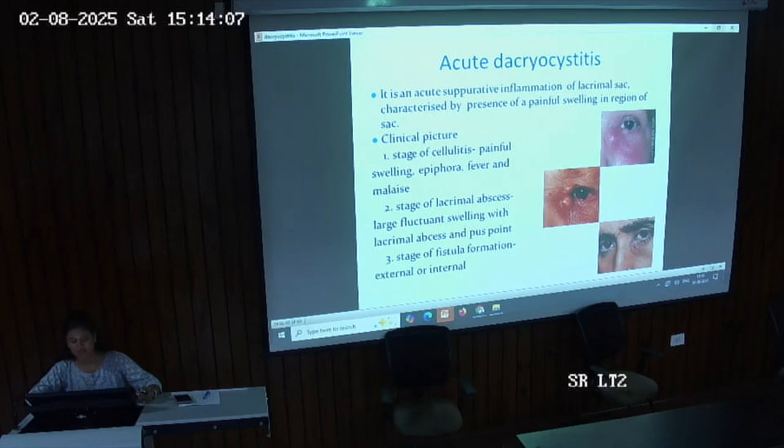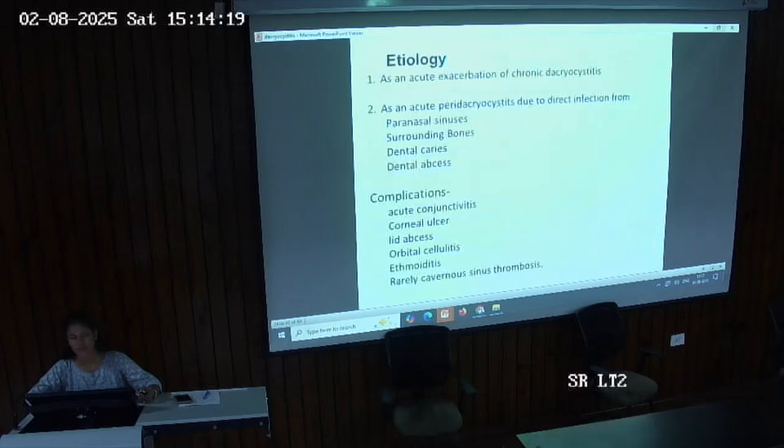The second stage is the stage of lacrimal abscess, in which there is a large fluctuant swelling with pus point. The third stage is the stage of fistula formation. The fistula can be external or internal. Etiology: it can be an acute exacerbation of chronic dacryocystitis, which we call acute on chronic dacryocystitis.